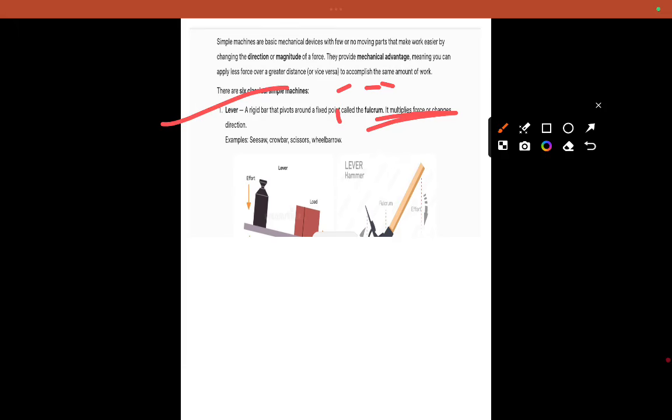What are the examples of lever? Seesaw, crowbar, scissors, wheelbarrow. These are examples of the lever. See, this is the most important topic. You have to focus to get more marks. So these are the examples of the lever.